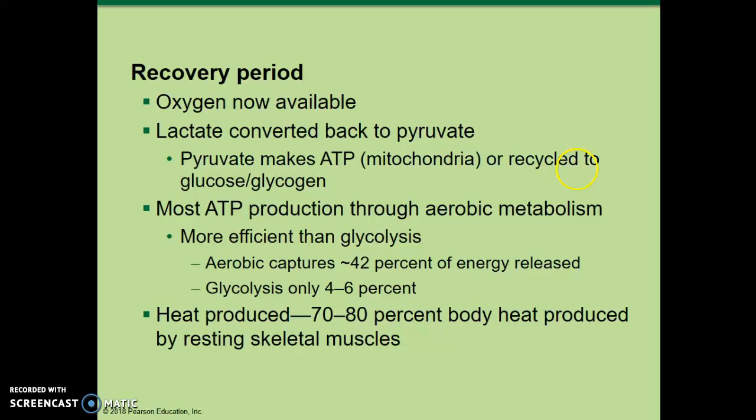When you stop exercising and you start breathing normally, eventually there's enough oxygen to get your mitochondria going again. So the lactate is converted back to pyruvate, and the pyruvate can enter the mitochondria to make ATP. The most efficient method of ATP production is aerobic metabolism, but it requires oxygen. 70 to 80% of our body heat is produced by resting skeletal muscles.